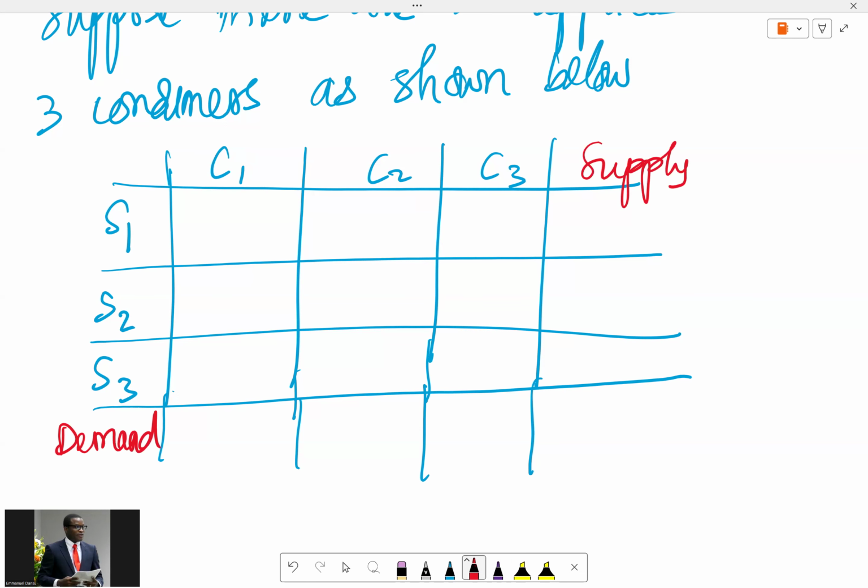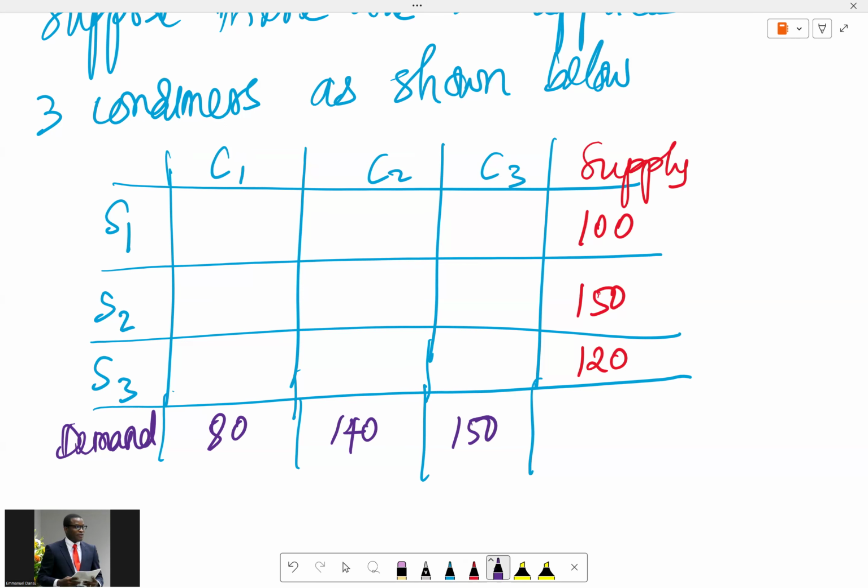Okay. Supplier one can supply up to 100 units. Supplier two can supply 150, and supplier three can supply 120. Okay. And on the demand side, now, we have consumer one requires 80 units. Consumer two requires 140, and consumer three requires 150.